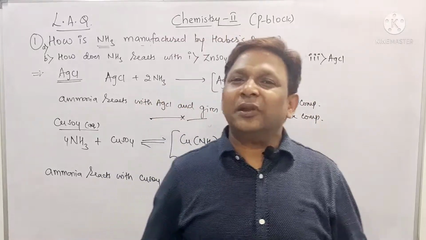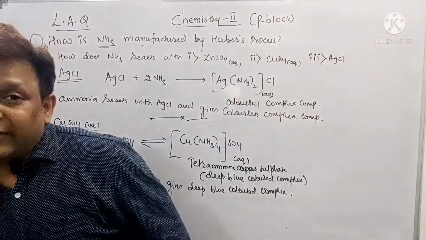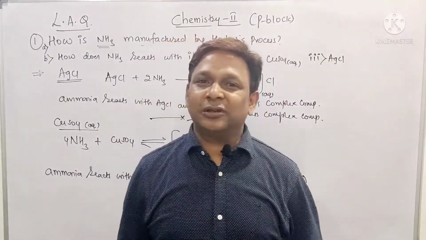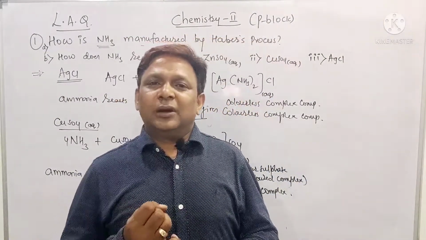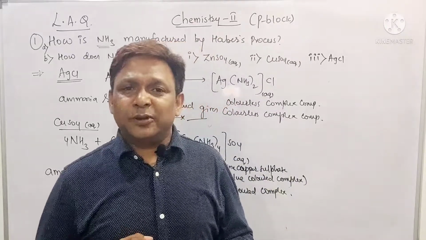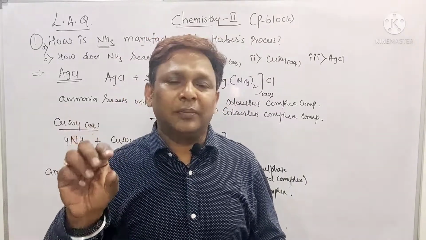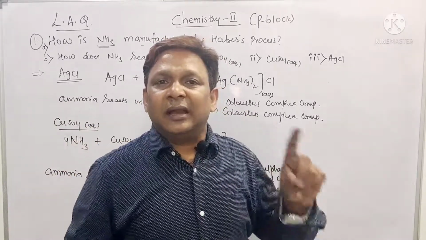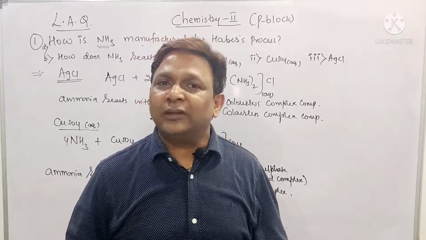It took nearly 20 minutes to explain to you. But once you revise with me, beta, definitely, 100%, everybody will be able to score this question. Point number 1: how ammonia can be prepared or manufactured by Haber's process. First you have to write the reaction. How to write, beta? N2 plus 3H2 gives 2NH3, delta H equal to minus 92.3 kJ.